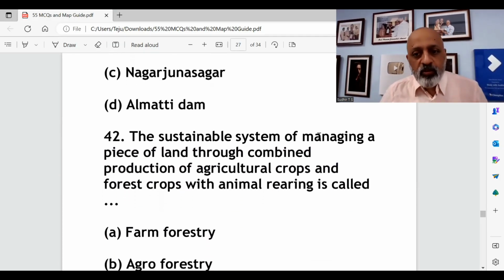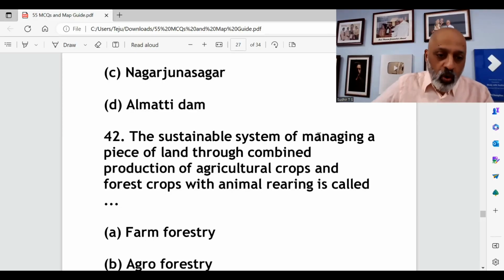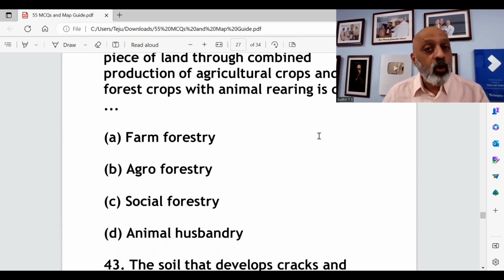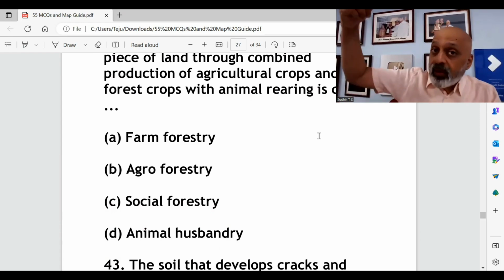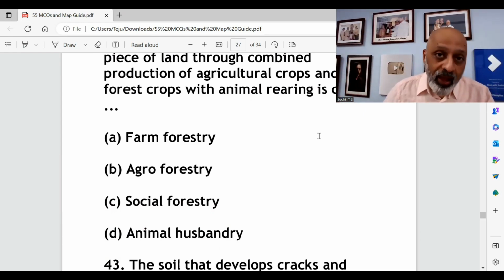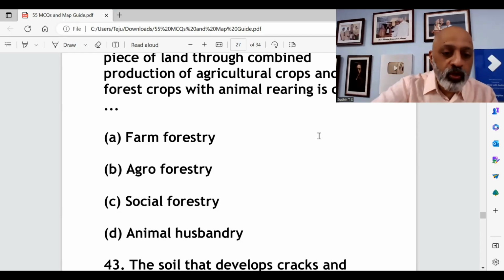The sustainable system of managing a piece of land through combined production of agricultural crops and forest crops with animal rearing is called what? Is it called farm forestry? Is it called agroforestry? Is it called social forestry? Or is it called animal husbandry? Now, animal dekhe D mat mark karke aana. The correct option is B, agroforestry. These definitions you need to know.